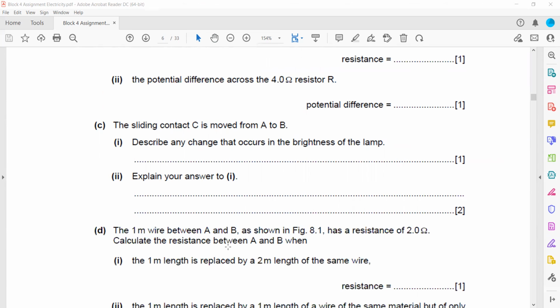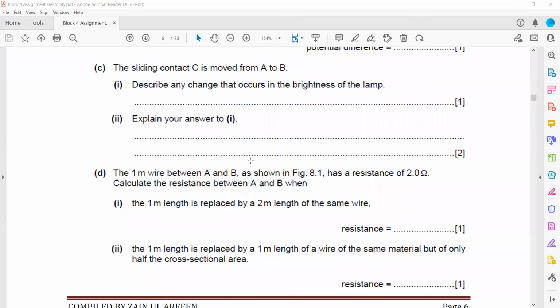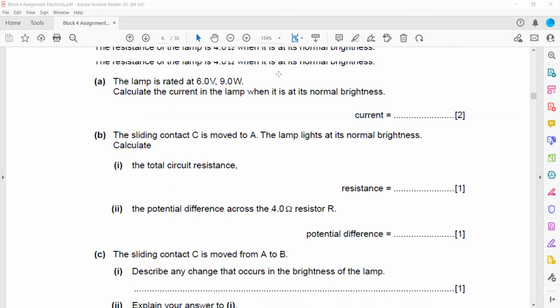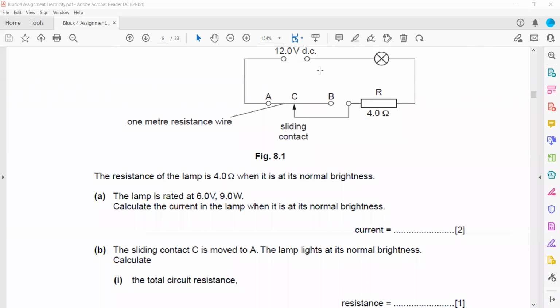Then the sliding contact is moved from A to B. So right now the sliding contact is at A, but now it is moved to B. So if we move this sliding contact to B, now this wire is also having resistance.